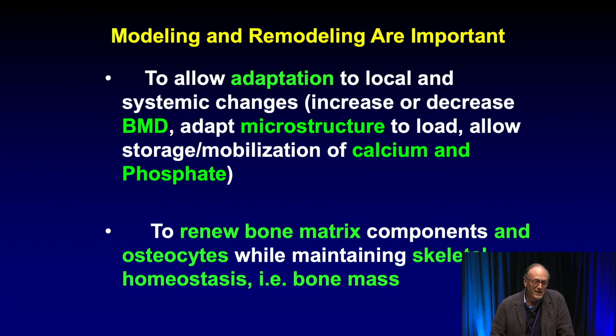So, it's clear that modeling and remodeling are very important because they allow adaptation to local and systemic changes, increase or decrease bone density. They adapt the microstructure to the load that the skeleton is exposed to. They allow storage or mobilization of calcium and phosphate. Of course, they participate in the normal turnover of the tissue, that is to renew bone matrix components, including the osteocytes, right? While maintaining skeletal homeostasis, in other words, bone mass.